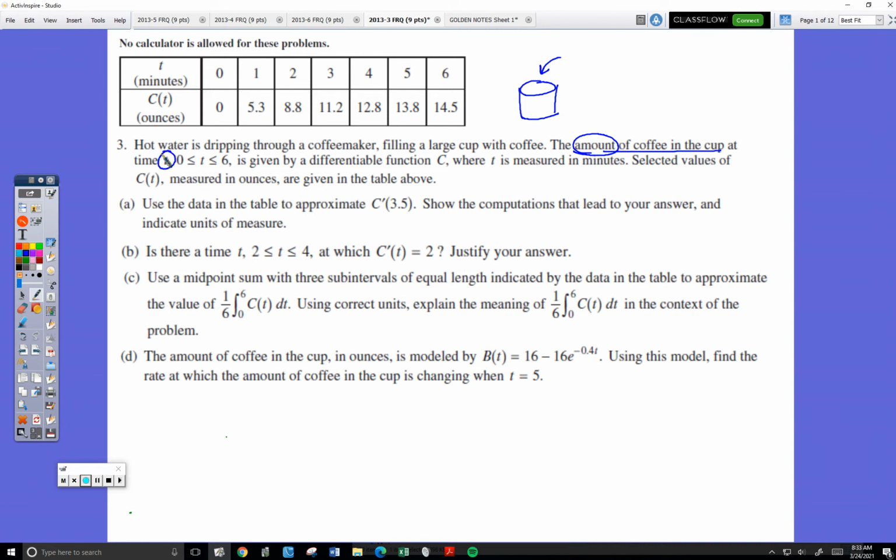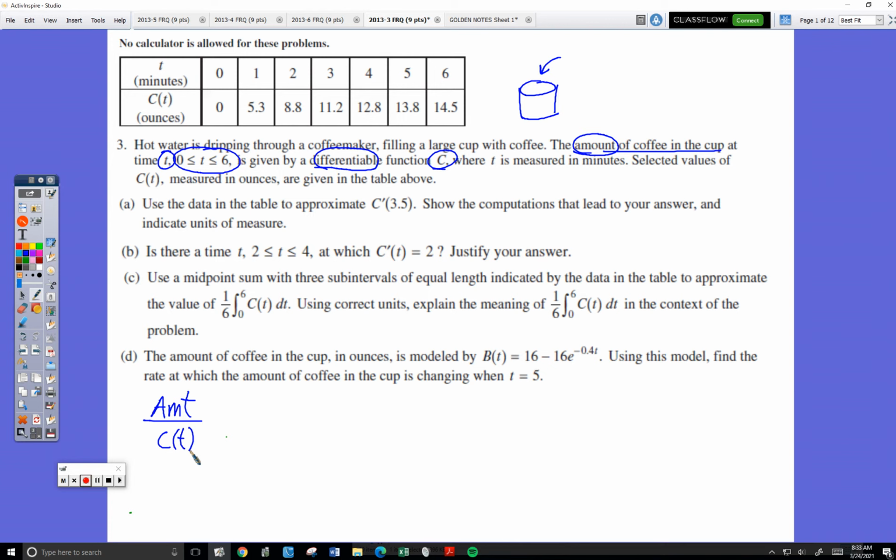At time t, it's given by a differentiable function c. Sometimes that's important. So right there, I'm going to stop. I can see I'm doing an amount-rate problem here. So my amount is C of t, the amount of coffee in the cup.